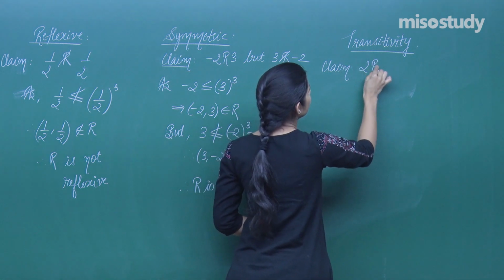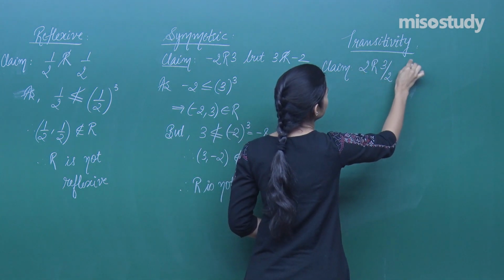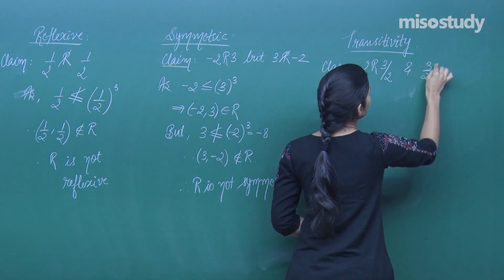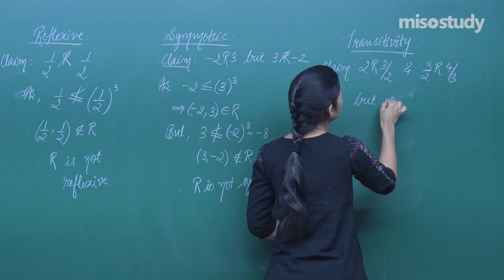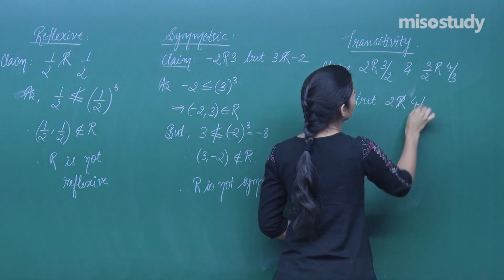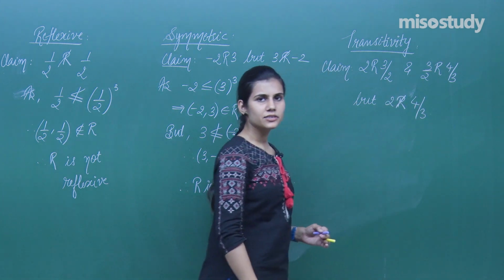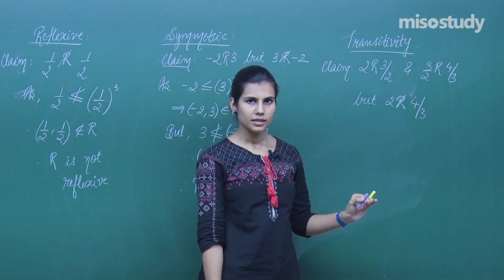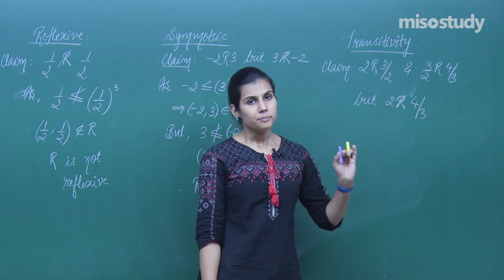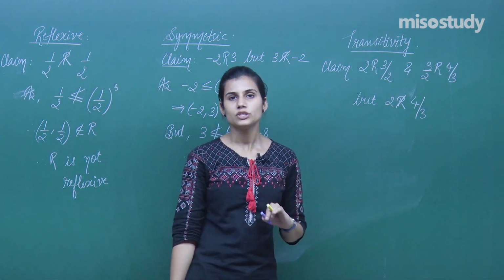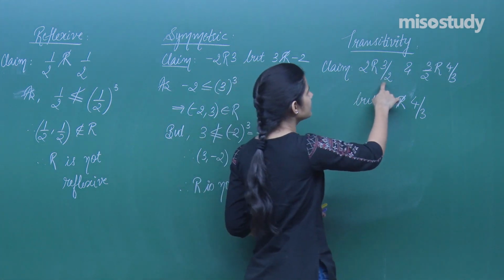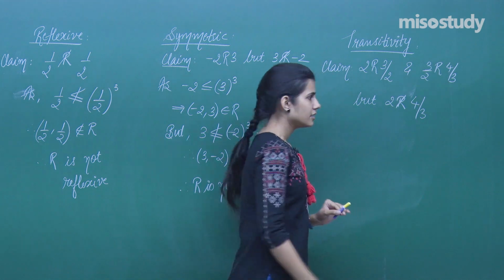2 is related to 3 by 2 and 3 by 2 is related to 4 by 3, but 2 is not related to 4 by 3. There exist real numbers a, b, c such that a is related to b, b is related to c, but a is not related to c, and therefore the relation is not transitive. This is a, this is b, and this is c.